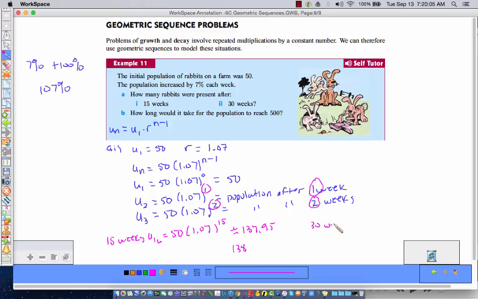So after 30 weeks, we are going to need u sub 31, and that's 50 times 1.07 to the 30th power, which is approximately equal to 380.61 if you do that on your calculator. So we can interpret that as 381 rabbits. Okay. So then how long would it take for the population to reach 500?